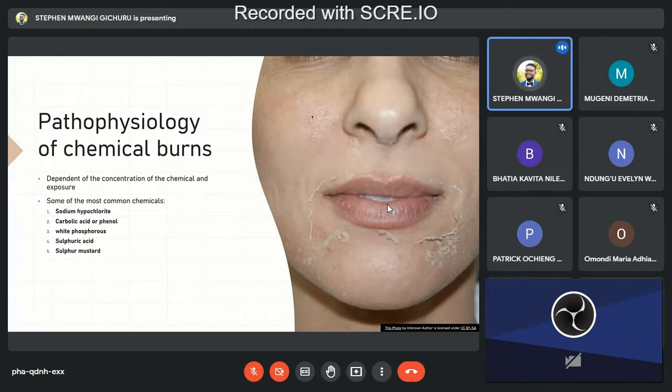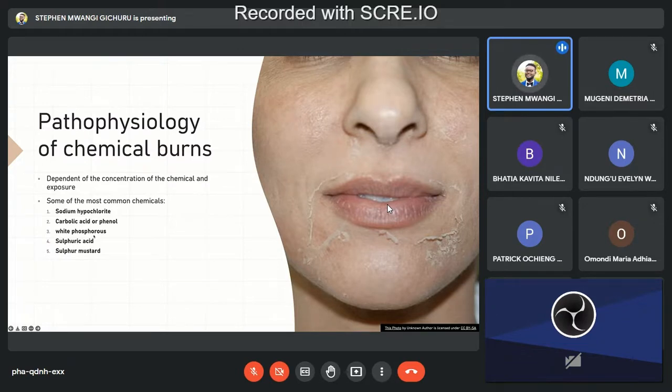So the main pathophysiology of the phenol is causing, what do you call this? It's causing that demyelination of nerves. Okay, but it also causes peeling of the skin, and that's why you have all this that's happening. But if you have too much, then you get a burn.